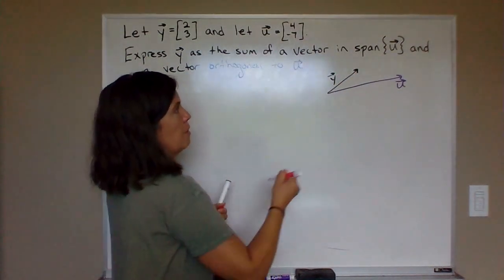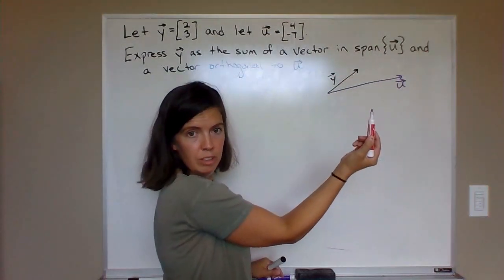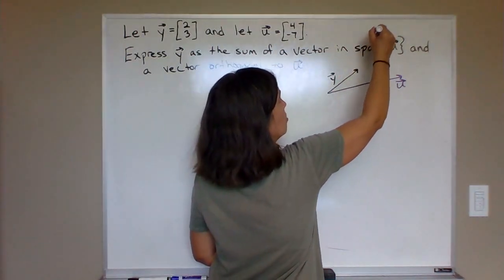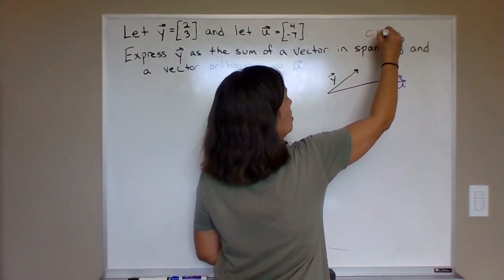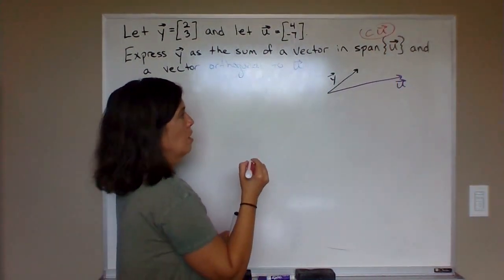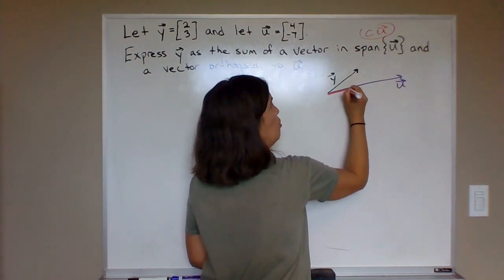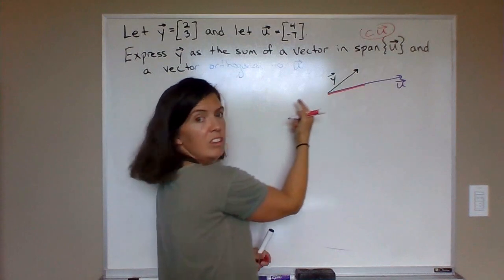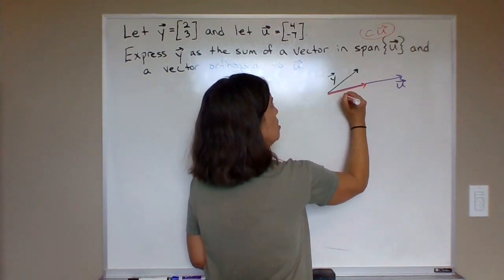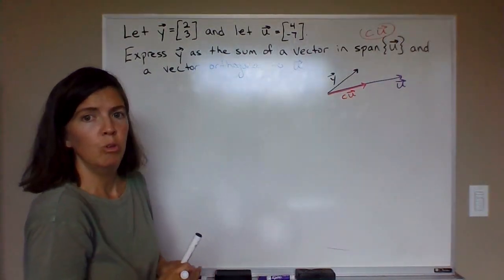So let me talk about that for a second. Something in the span of u means that it needs to be a linear combination of just the one vector u. So that would mean that it's some scalar multiple, let's say c times u, this vector in the span of u. So the goal is to express y as a vector that's a scalar multiple of u, so it's going to be some vector along this line that u lies along. So something like this. This is going to be our vector c times u. There's our vector in the span of u.